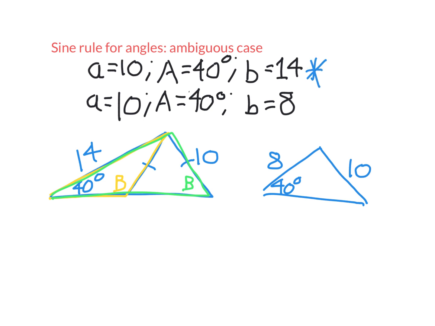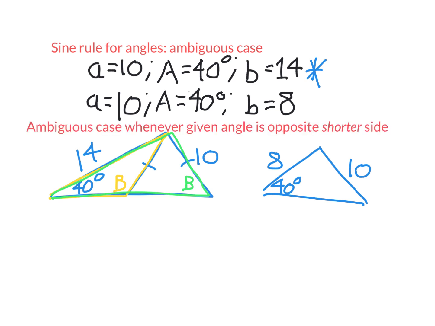How can we easily tell when there will be an ambiguous case? The reason that the first triangle yields an ambiguous case is the given angle, 40 degrees, was opposite the shorter side. There's no ambiguous case when the given angle is opposite the longer side. So we will get two solutions for B here, but only one solution here.